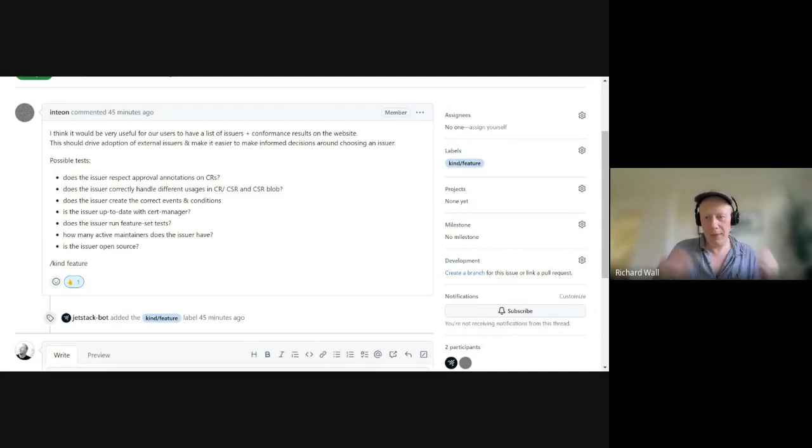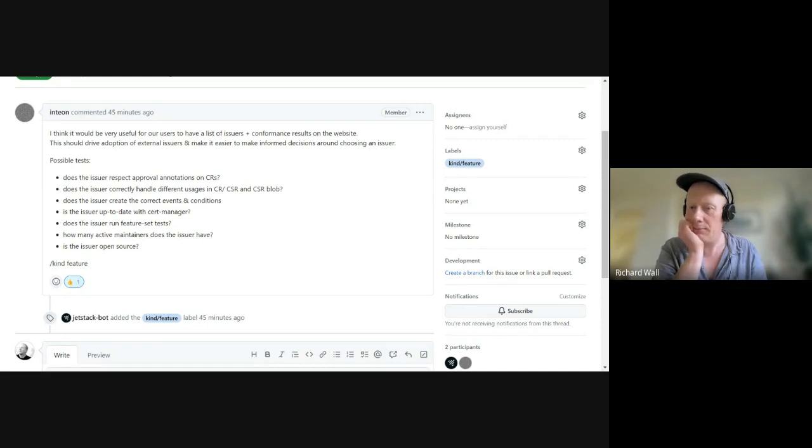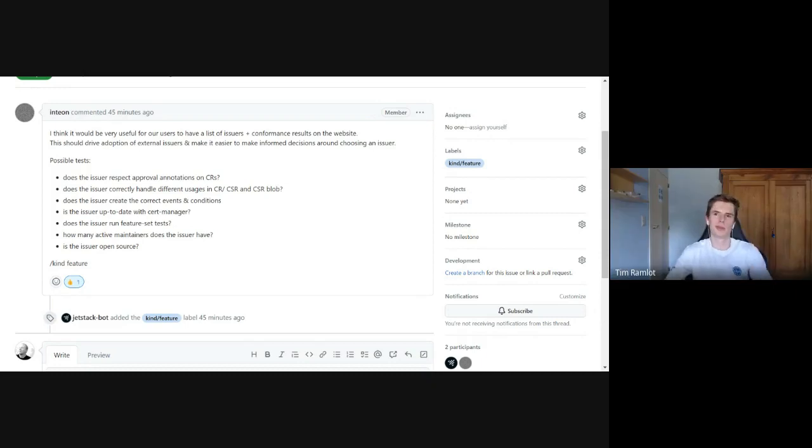Yeah, balancing it though, we don't want to create too much bureaucracy, but that's true. Yeah, keep it simple and easy for us to maintain. Yeah, it would be great if it could be fully automated. Like if there was a GitHub action that you could run and it pushes all the results directly to our website.